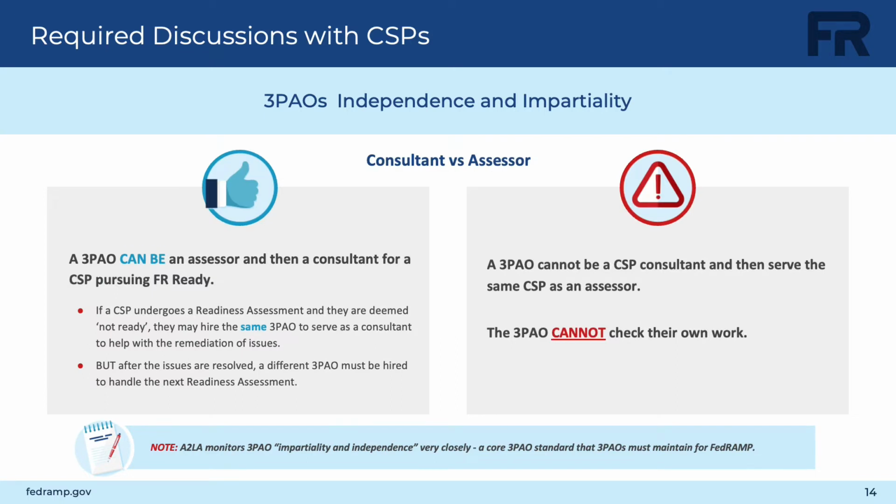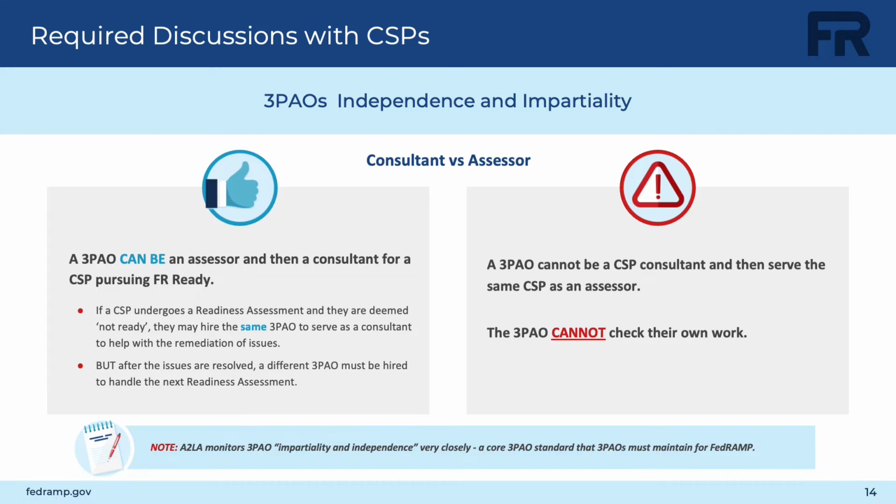Here we outline more details on the 3PAO as consultants versus assessors. A 3PAO can serve as both an assessor and as a consultant for a CSP pursuing a FedRAMP Ready designation. However, a 3PAO can never serve as an assessor immediately after serving as a consultant for a CSP.